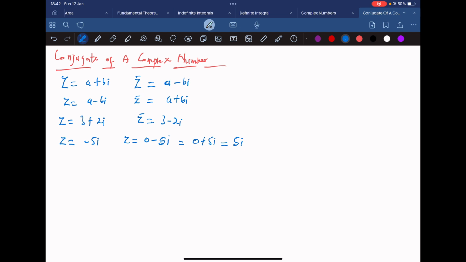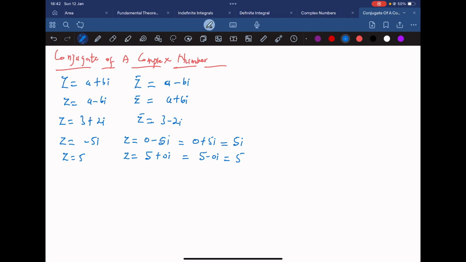You can also have, say, z to be equal to 5. Remember, z is equal to 5 means you have 5 plus 0i. So changing the sign to negative over here, you're just going to have 5 minus 0i, which doesn't change anything, right? So you're just going to have 5. So that's basically the complex conjugate.